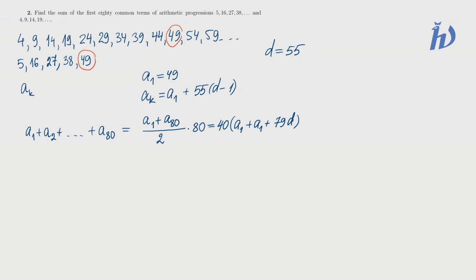Now everything has to be substituted into this formula, and we'll get the answer. So that is 40 times (98 plus 79 times 55), since a_1 plus a_1 is 98, plus 79d is 79 times 55. And it can be calculated up to the end, but I guess you'll be able to perform this section by yourselves.